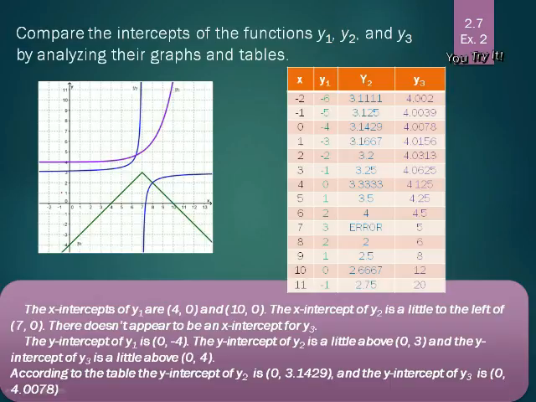According to the table, the y-intercept of y2 is (0, 3.1429), and the y-intercept of y3 is (0, 4.0078).